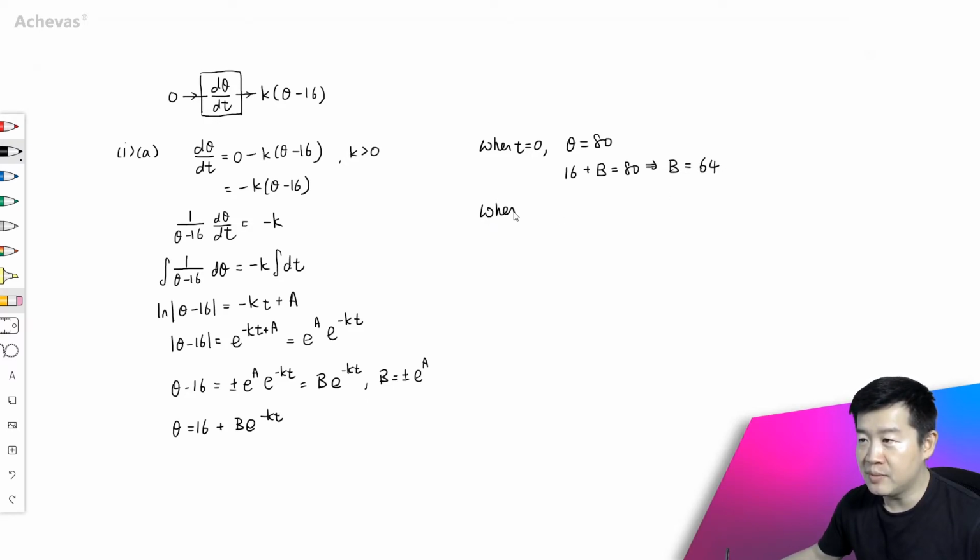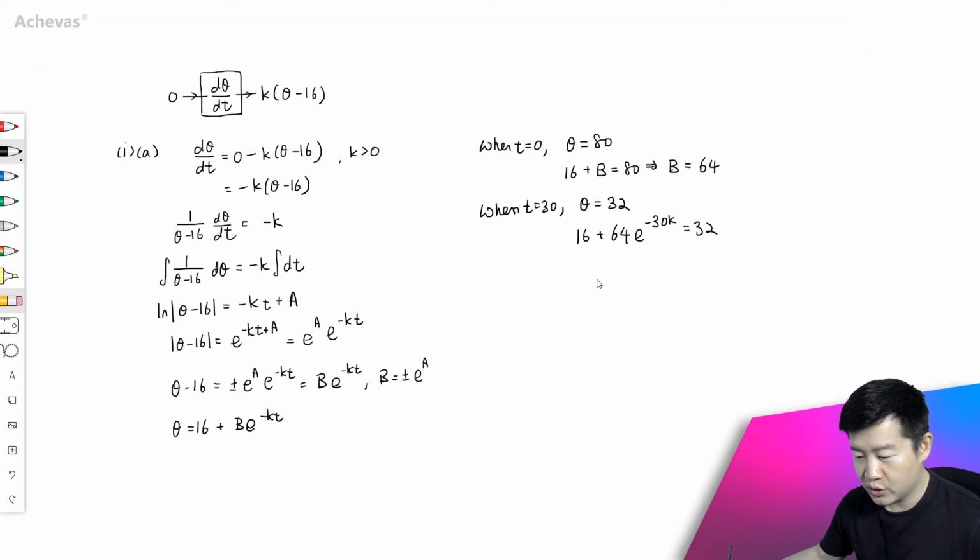And after 30 minutes, so that is when t is equal to 30, the temperature of the water falls to 32 degrees Celsius. So this is going to be equal to 32. So we are looking at 16 plus b is 64, so 64 e to the power of minus kt. t is 30, so minus 30k. This is equal to 32. So e to the power of minus 30k is going to be equal to 4 to the power of minus 1, that is 1 over 4.